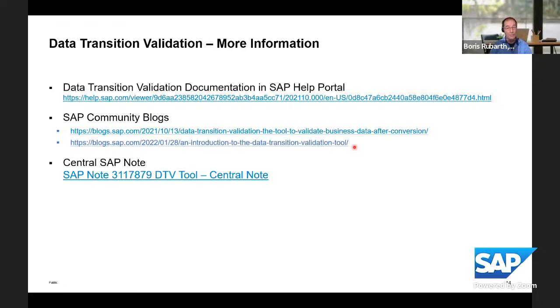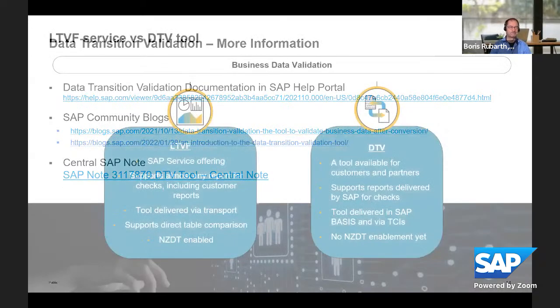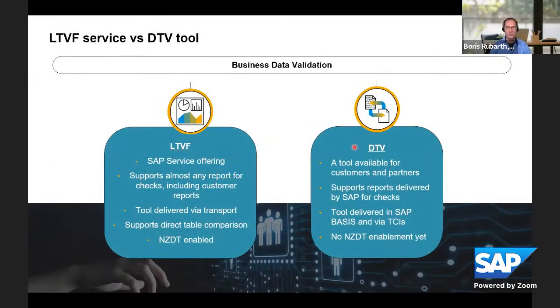And the entry point for you is definitely the central SAP node on data transition validation that lists the respective nodes where you find the TCIs, for example, this content to be imported so that in the source you have the tool available. Now, as an additional note, you may know that SAP has a similar tool for business data validation, and this tool is called LTVF, Landscape Transformation Validation Service. So that's the basic difference.